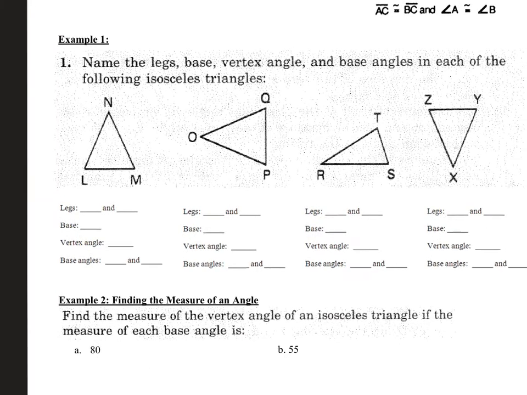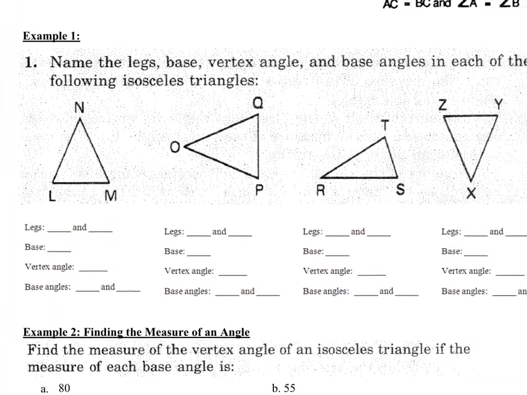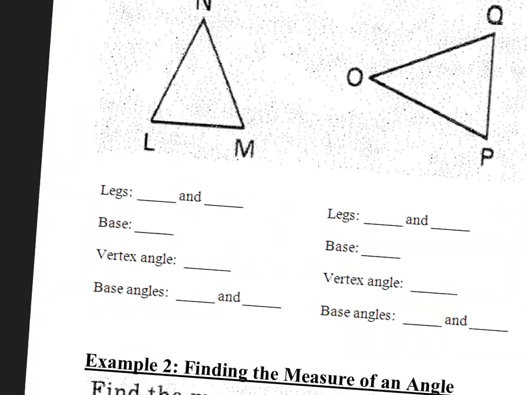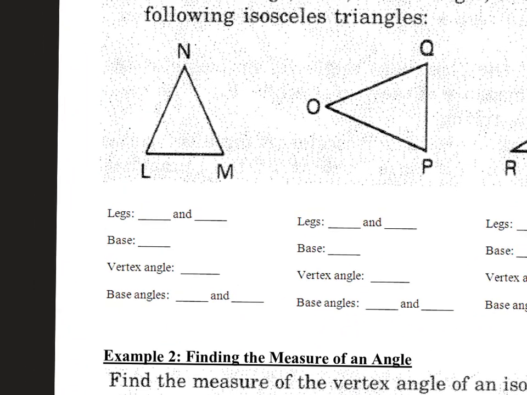right? Let's look at this one. We want to name the legs, base, vertex angle, and base angles in each of the following isosceles triangles. So we know that this is an isosceles triangle, okay?